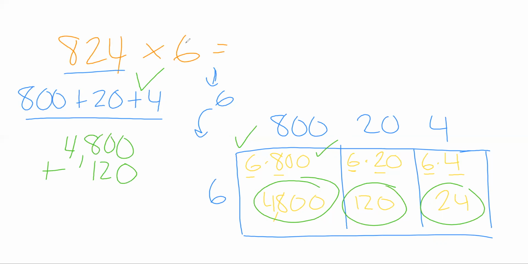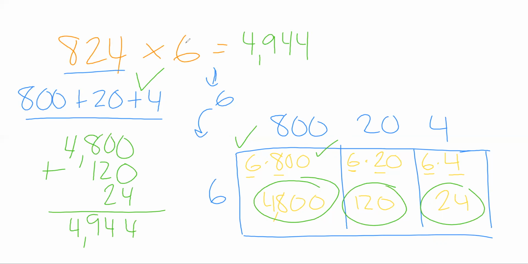4,800 plus 120 plus 24. 4. 2 plus 2 is 4. 8 plus 1 is 9, and 4. So 4,944. Gosh, is this reasonable?